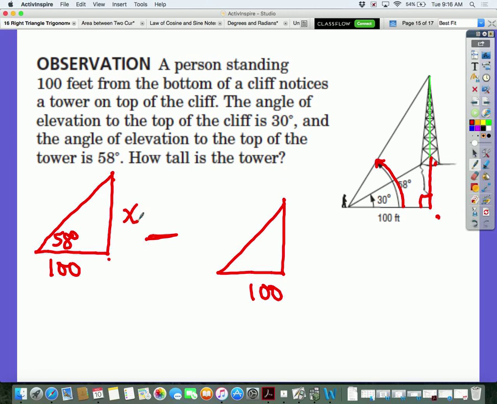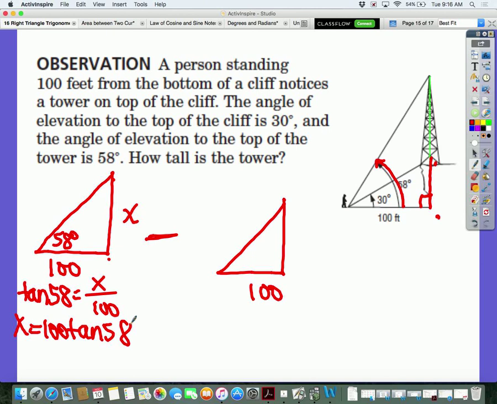What trig ratio are we going to use to find this? Tangent. So it's going to be tangent of 58 equals what over what? X over 100. Now to find x, am I going to multiply 100 by the tangent of 58, divide 100 by the tangent of 58, or take the inverse? Multiply. And I'll get my answer for how tall that length is. Okay, so this whole thing here is x.